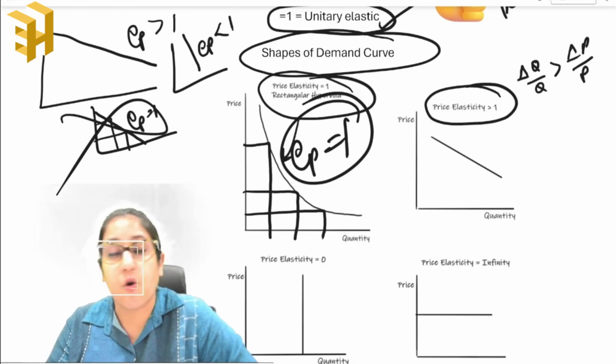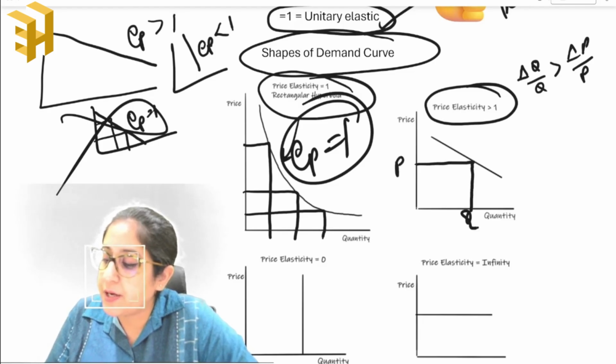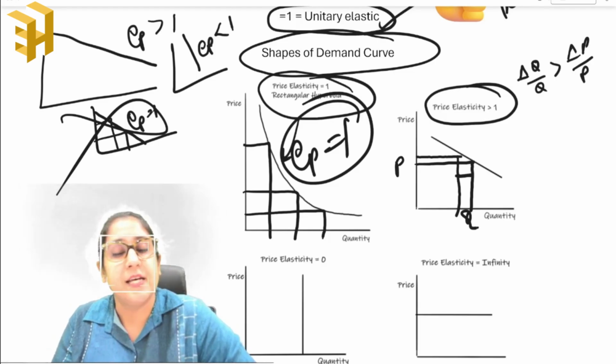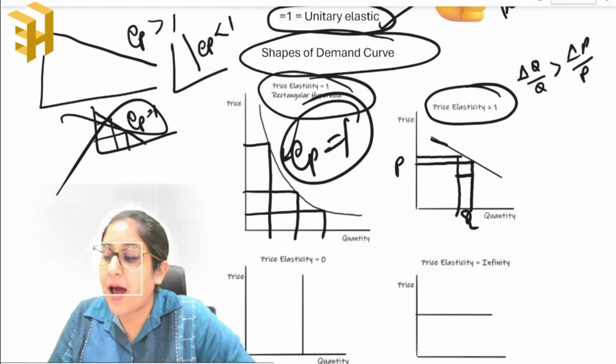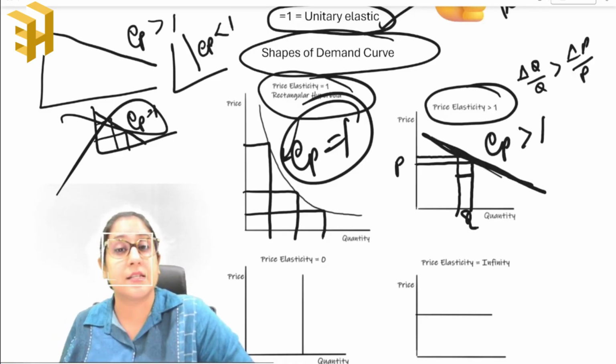Let's prove it on the diagram itself. Let's say this is our price and quantity. Let's say there is a small change in price. It is bringing about a larger change in your quantity demanded. So a flatter demand curve will imply that price elasticity is greater than 1.